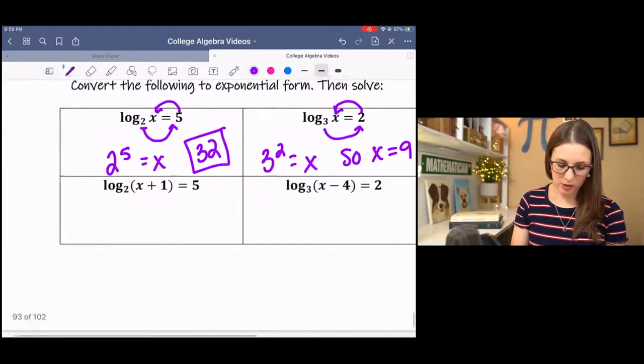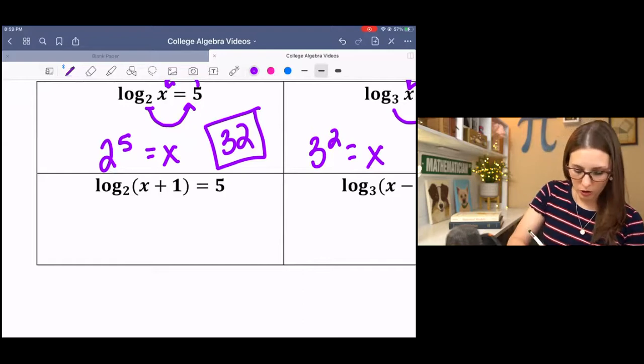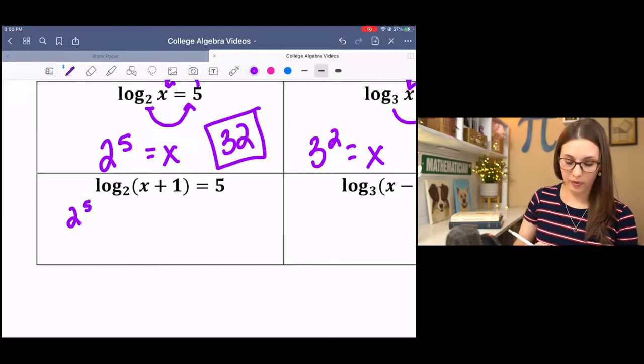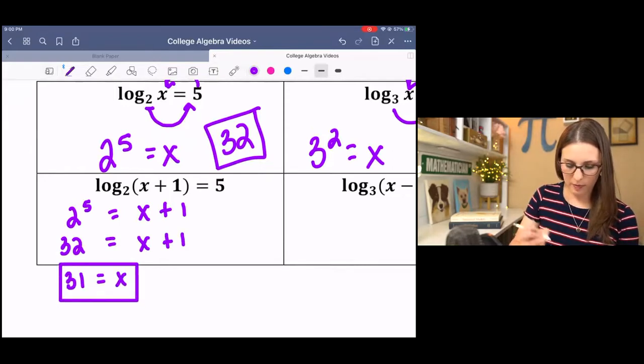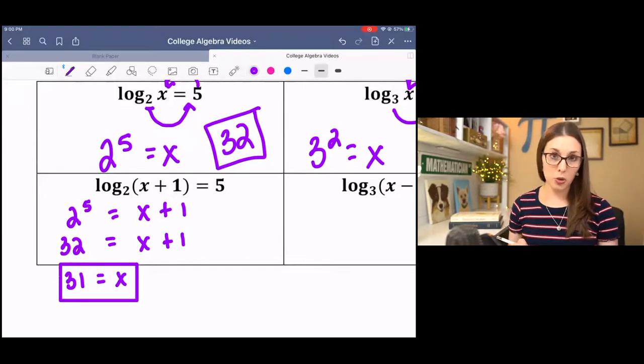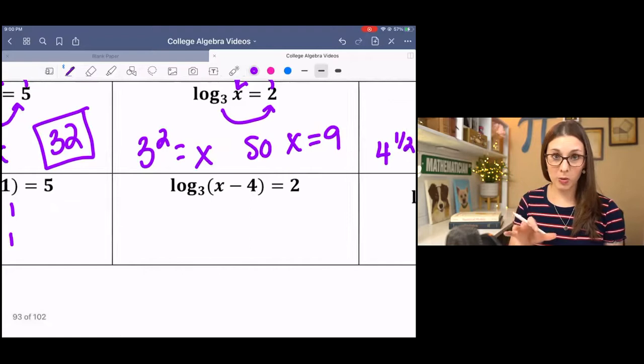Okay, try this next one. You're going to have to do a little bit of solving on this one. 2 to the 5th is x plus 1. 2 to the 5th is 32. Then we subtract 1 and we get 31. So log base 2 of 31 plus 1 is 5, which makes sense because 2 to the 5th is 32. Pause it, try this one, and then come back and check your answer.